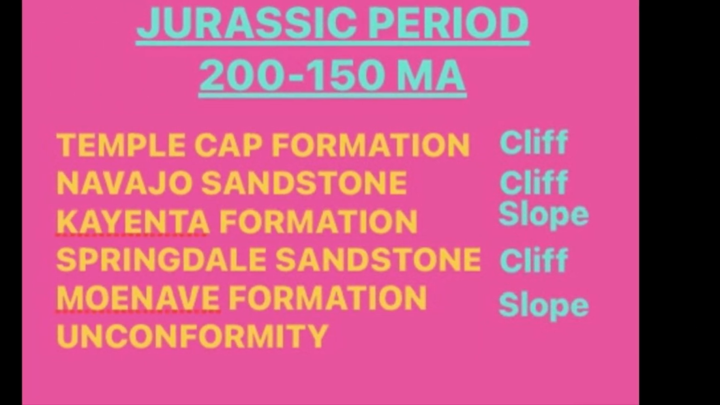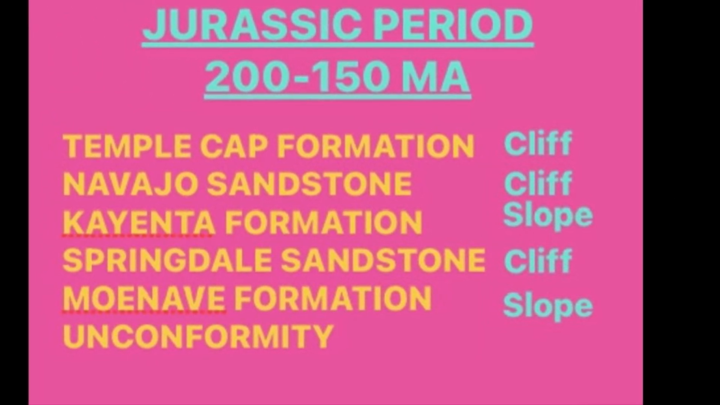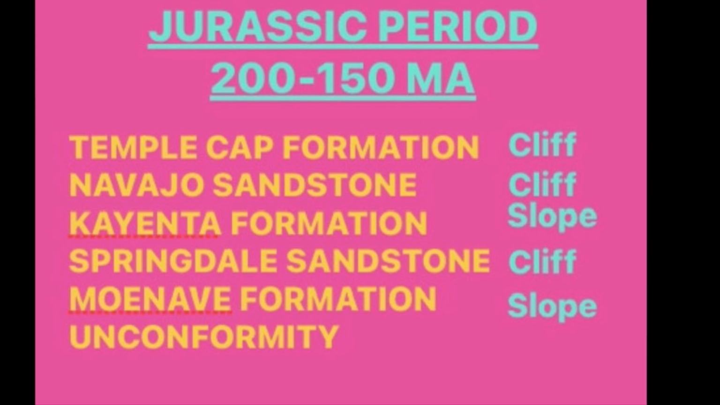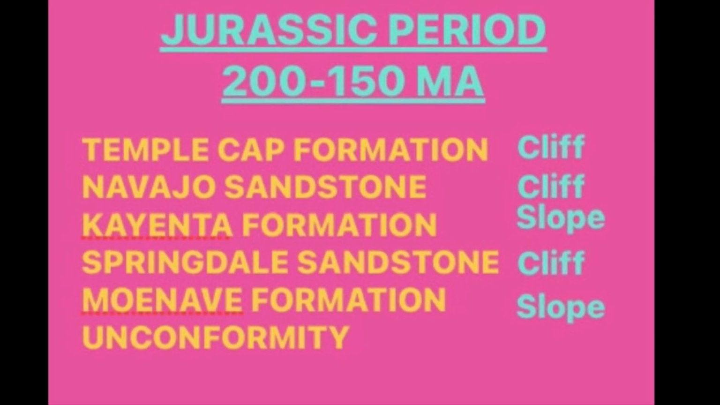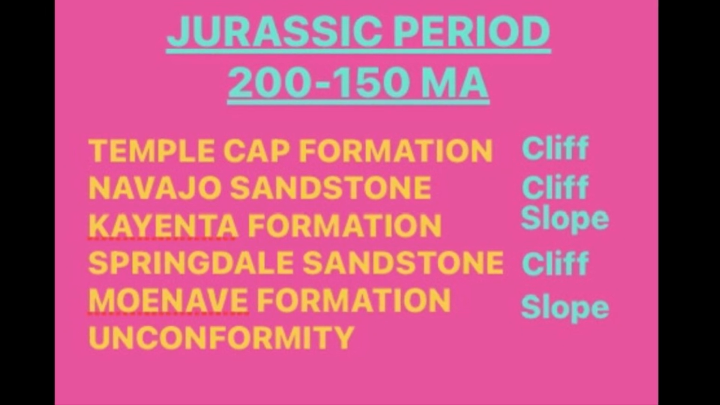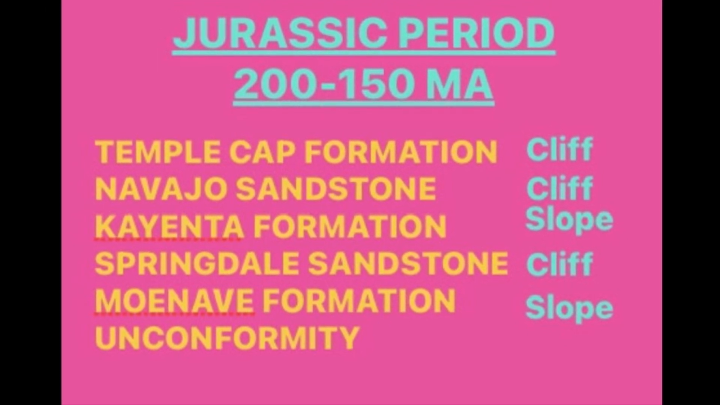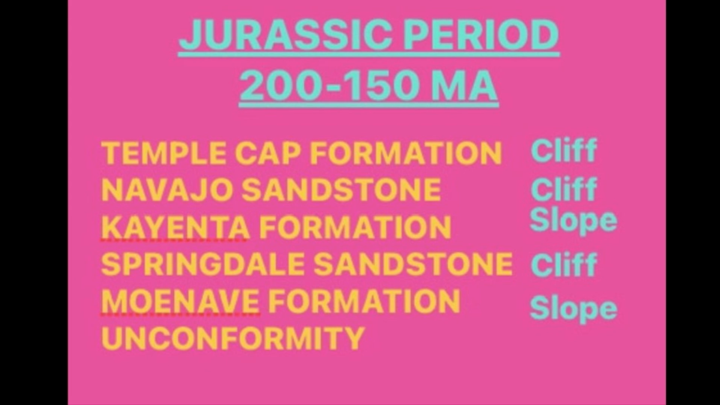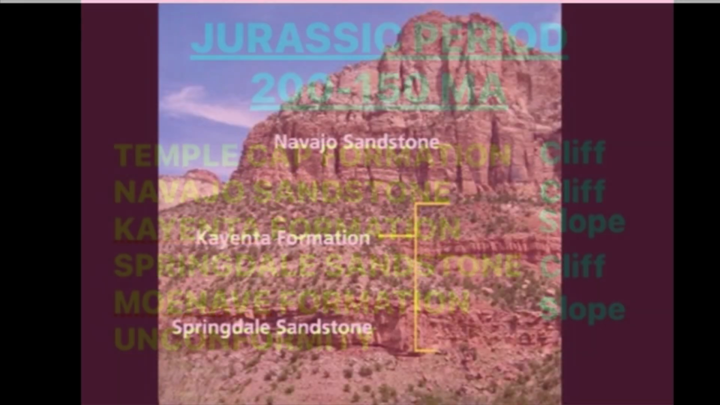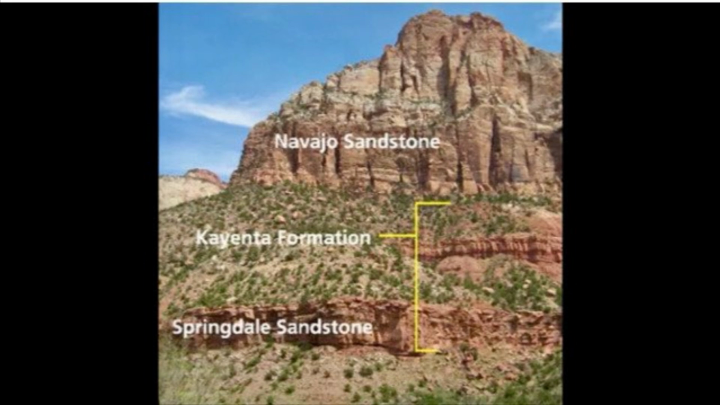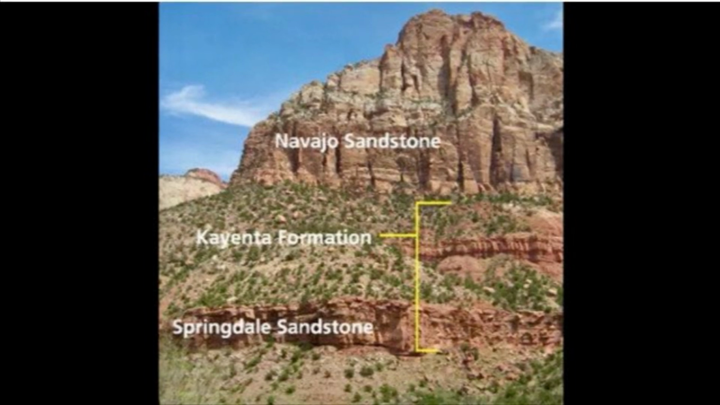Next in line, we have the massive Navajo Sandstone Formation, a major cliff-former. Shucks, I keep saying cliffed. I think because my grandsons say it that way. A major cliff-forming sandstone without which Zion Canyon would not be Zion Canyon.